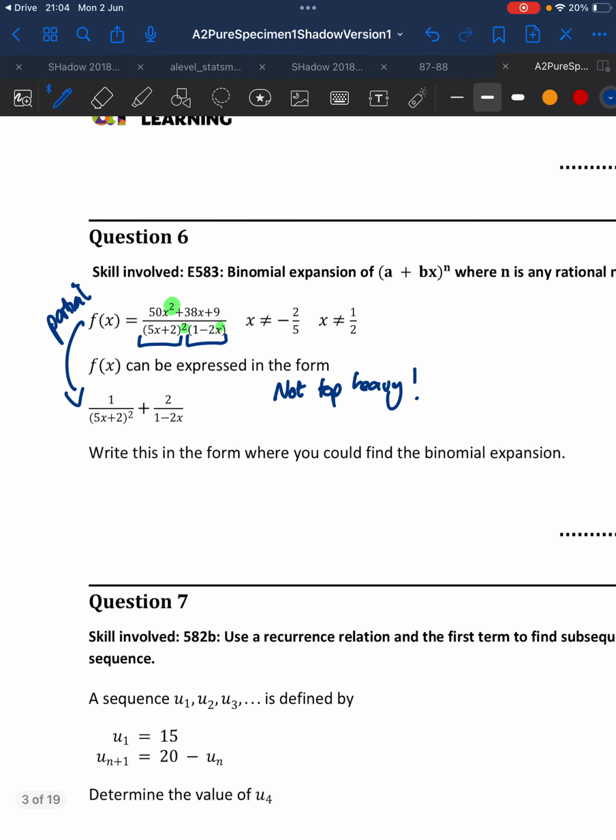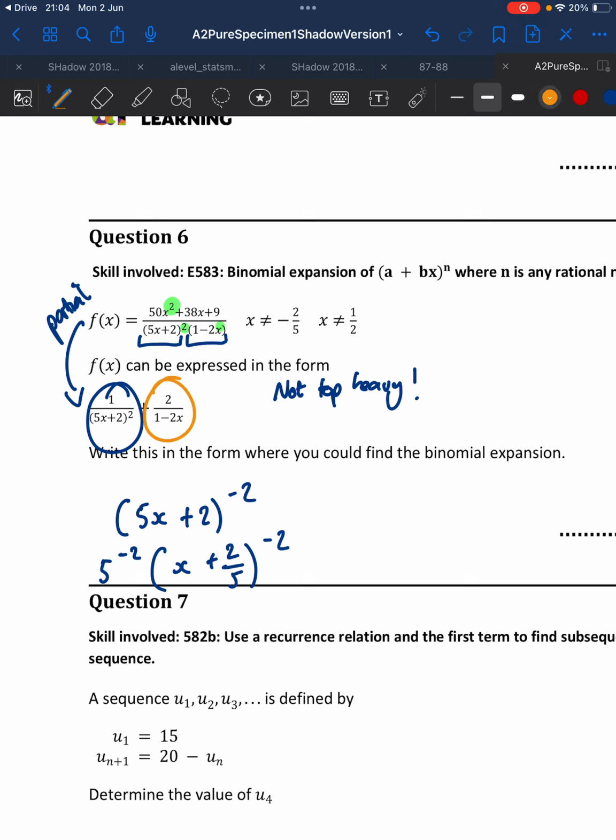Well, the idea is this first one here, you would write this as 5x plus 2 to the minus 2. And then you'll remember that we have to do 5 to the minus 2. Don't forget to do that. 5 to the minus 2, times x plus 2 over 5 to the minus 2. So you have to do your first expansion like that, and you have to work all of that out. And then the other one over here, there was a plus sign in the middle there. You would have to write this as 1 minus 2x to the minus 1.